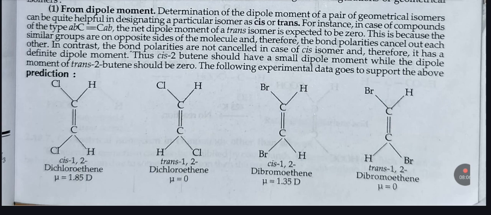This is because the similar groups are on opposite sides of the molecule and therefore the bond polarities cancel out each other. In contrast, the bond polarities are not cancelled in the case of cis isomers and therefore it has a definite dipole moment. Thus, cis-2-butene should have a small dipole moment while the dipole moment of trans-2-butene should be zero.